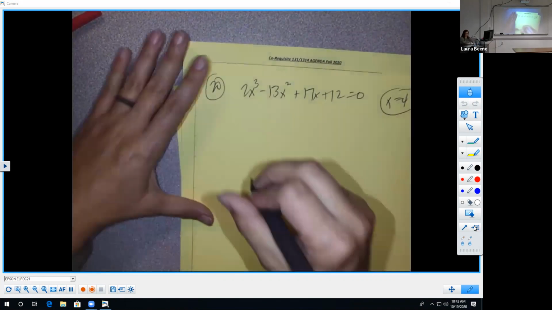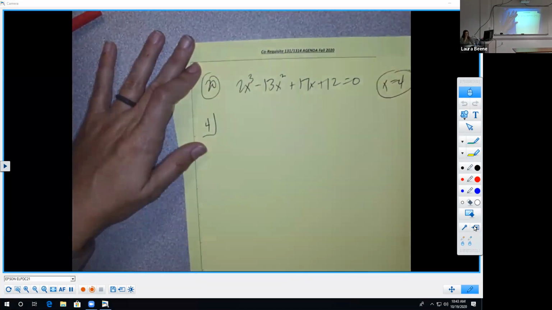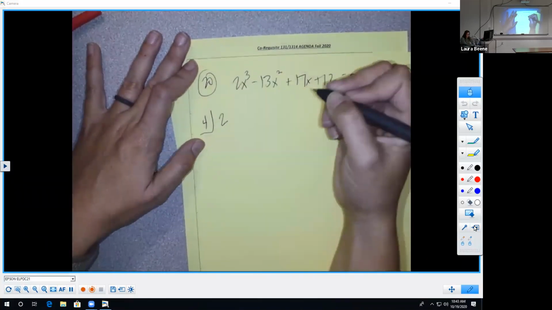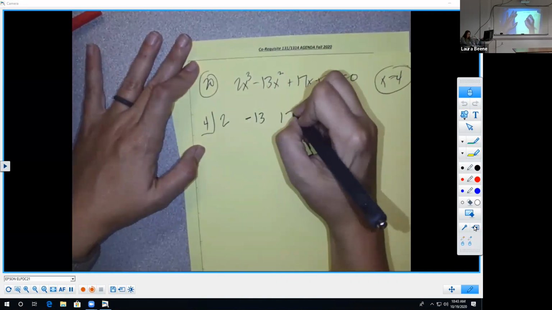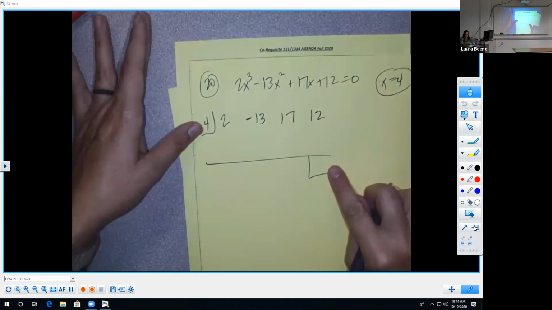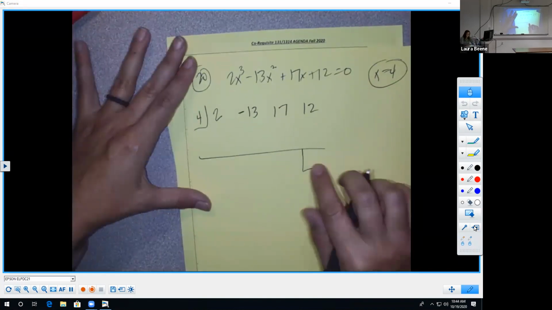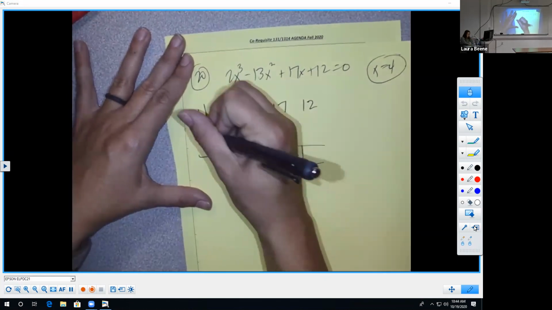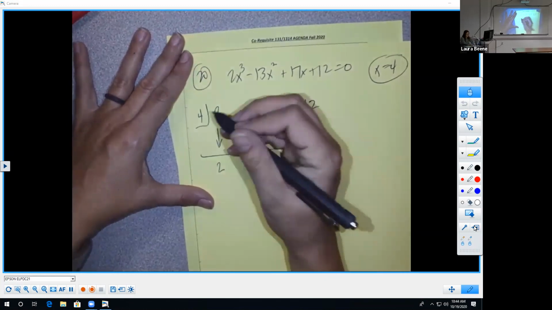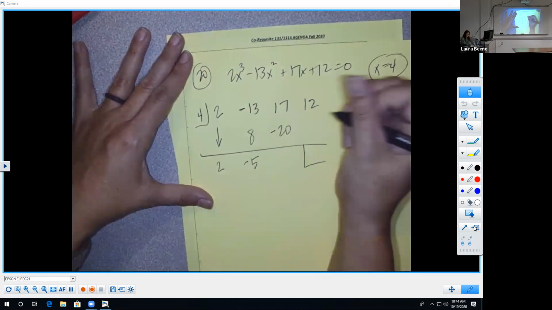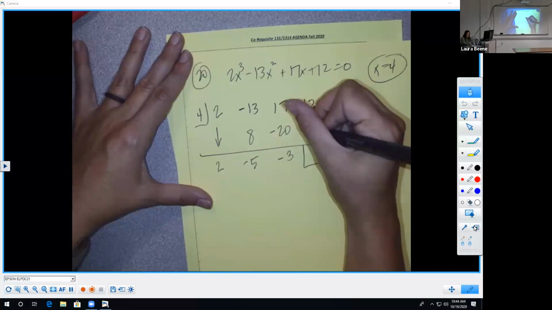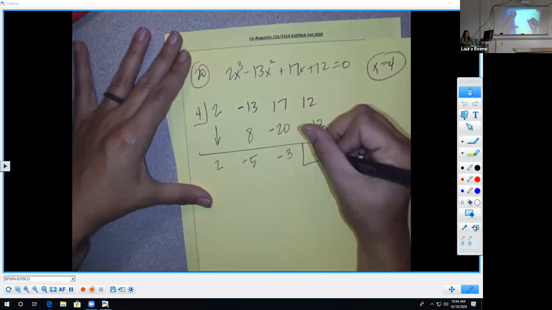I need to find the other ones. So we need to divide by 4 using synthetic division. You could use long division if you wanted to. Synthetic's faster. And when I use synthetic division, I should get a remainder of 0 because 4 is a solution to this problem. So bring down the 2. 4 times 2 is 8. -13 and 8 is -5. 4 times -5 is -20. 17 and -20 is -3. 4 times -3 is -12. 12 and -12 is 0.